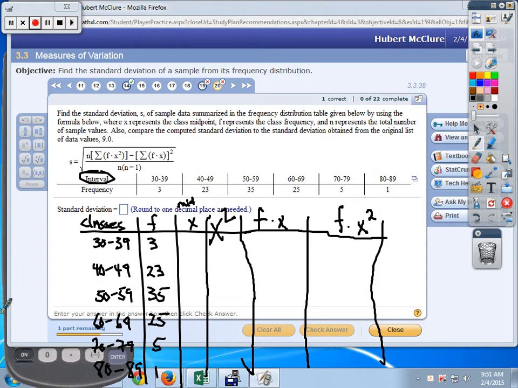Mean is what? The summation of F times X over what? N.